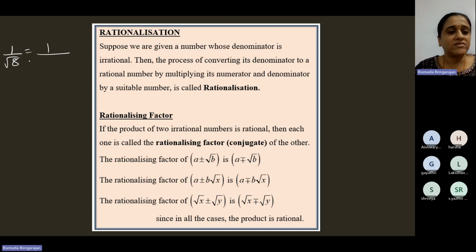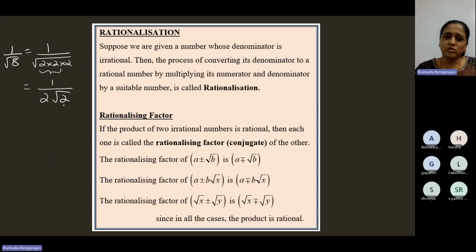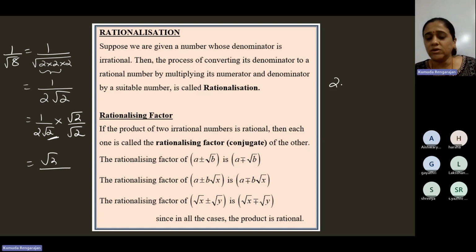So 1 as it is, root 8 is nothing but root of 2 into 2 into 2, which simplifies to 1 by 2 root 2, because from two 2s, one 2 comes out of the square root. Now 2 is already rational, so you need to make this irrational factor rational. It's enough if you multiply and divide by root 2. 1 into root 2 is root 2, divided by 2 root 2 into root 2. Root 2 into root 2 is 2, and 2 into 2 is 4.